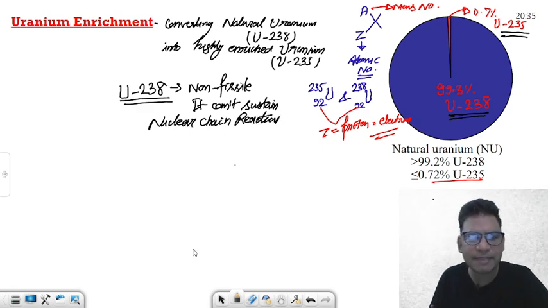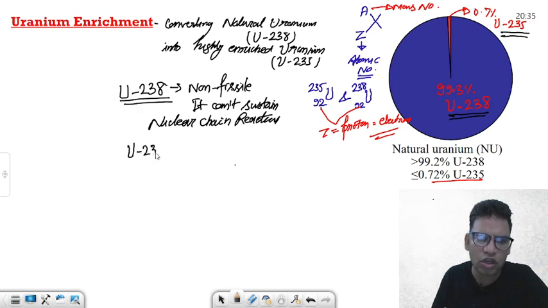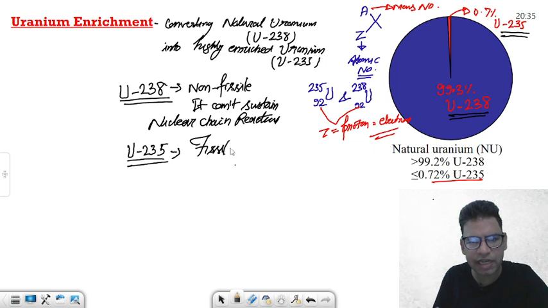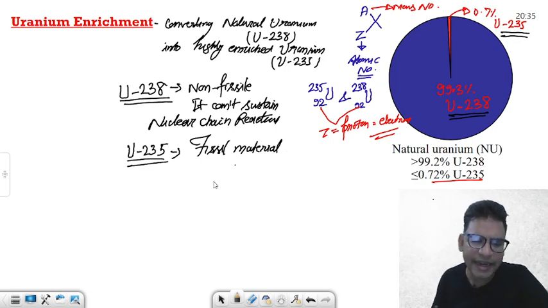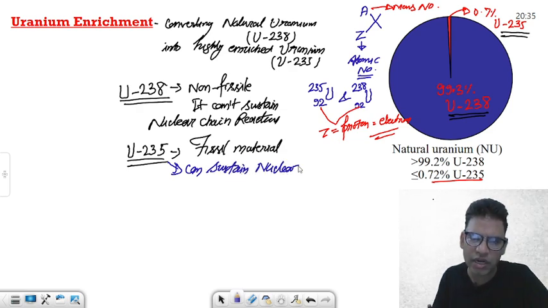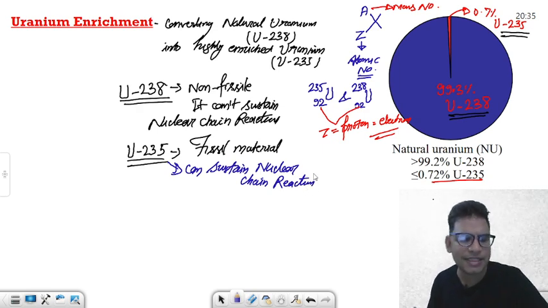Whereas it is found, and we will talk a bit more physics about uranium-235 and 238, that uranium-235 is fissile material. What does this mean? It simply means it can sustain a nuclear chain reaction. You will understand it shortly. And therefore it is of our use. That's the basic idea.